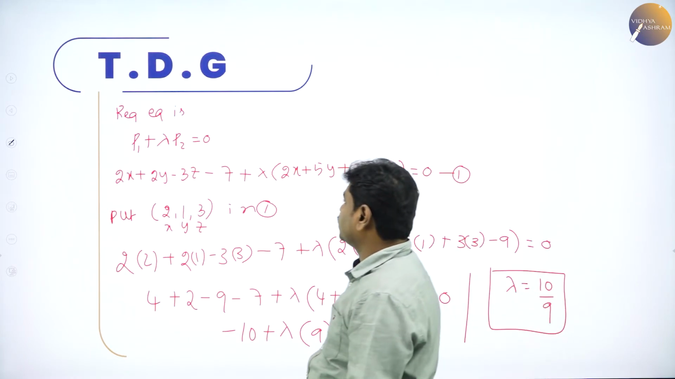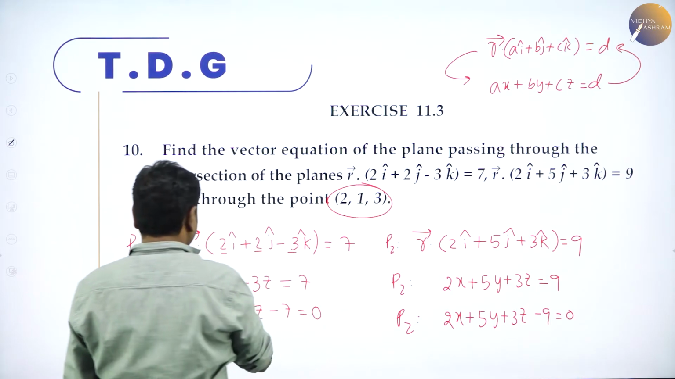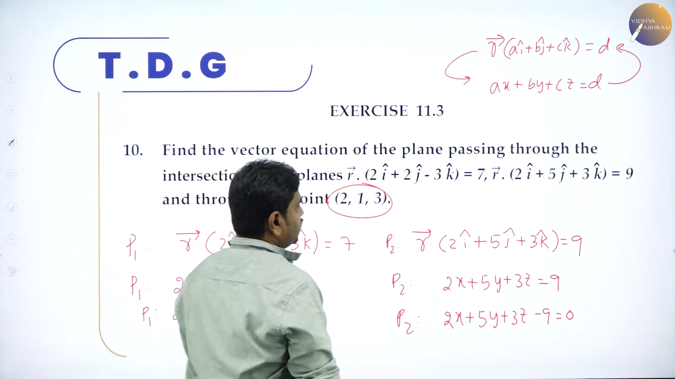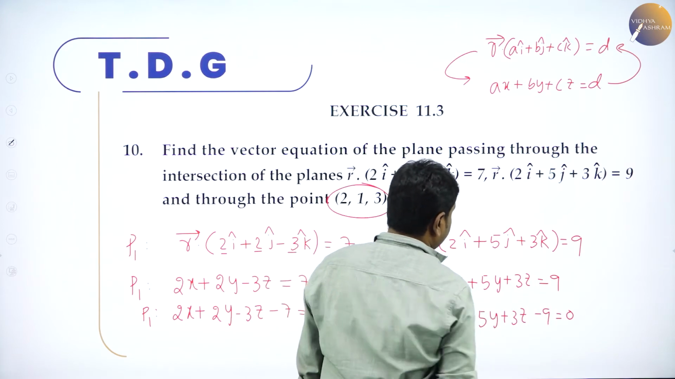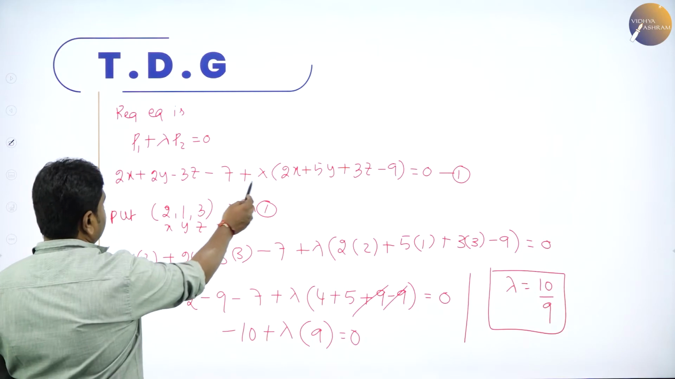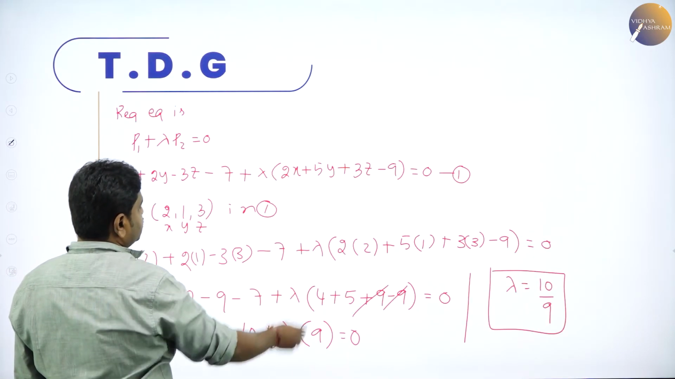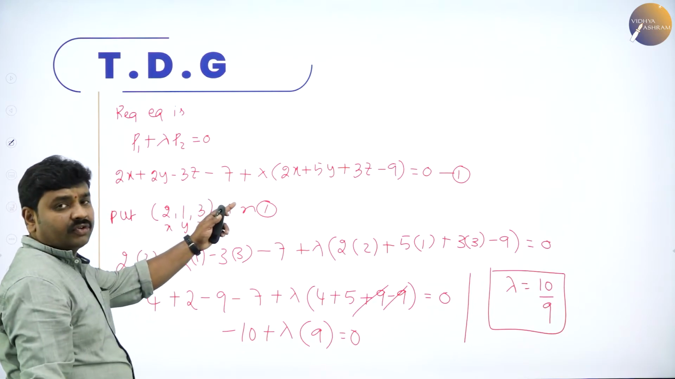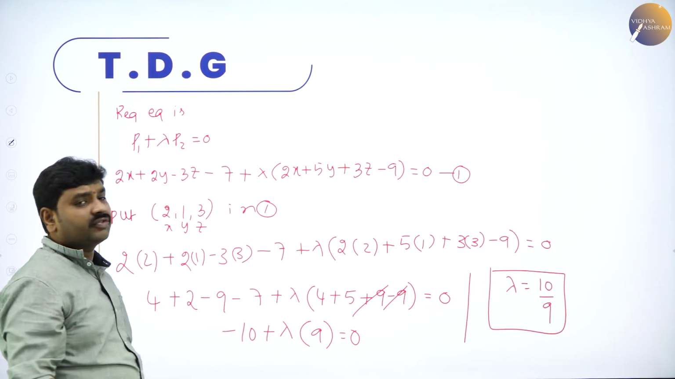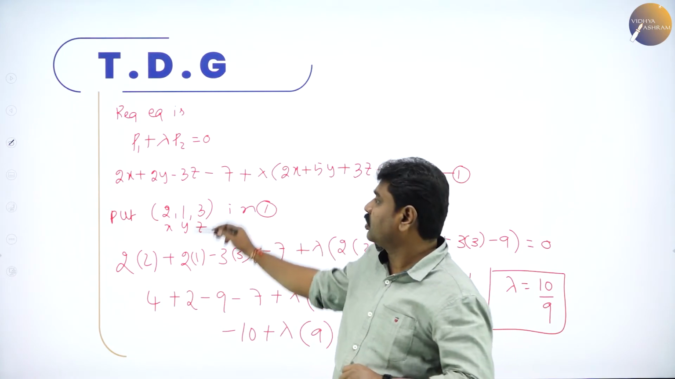See here, first the plane they gave: r dot (2i plus 2j minus 3k) is equal to 7. And the second: r dot (2i plus 5j plus 3k) is equal to 9. And further we wrote (r dot (2i plus 2j minus 3k) minus 7) plus lambda times (r dot (2i plus 5j plus 3k) minus 9), and we need to get the lambda. What is the equation of a plane through the intersection of two planes? Plane 1 plus lambda times plane 2 equal to 0.